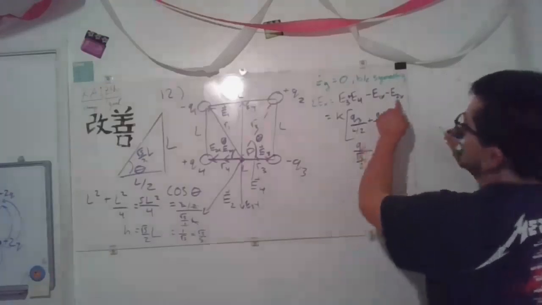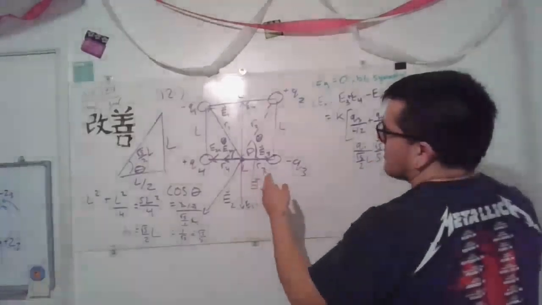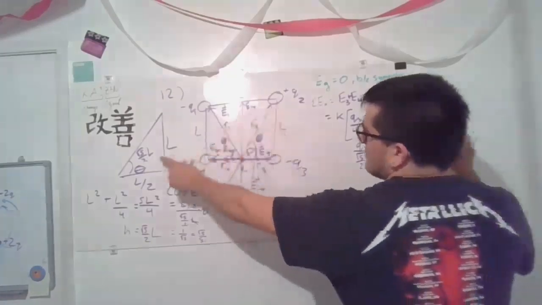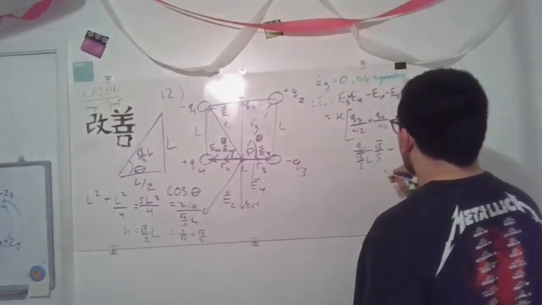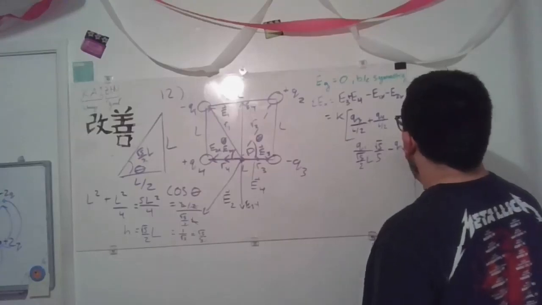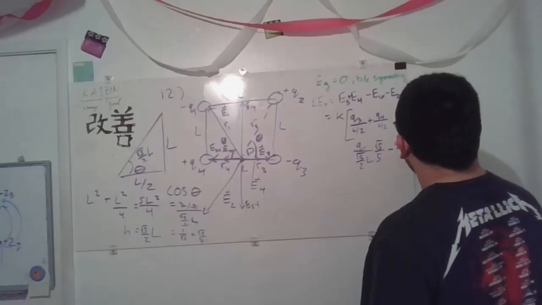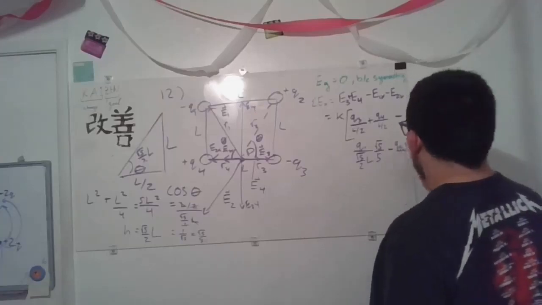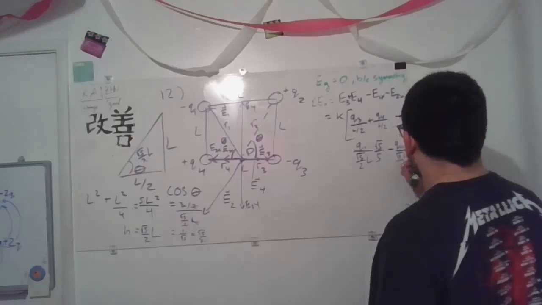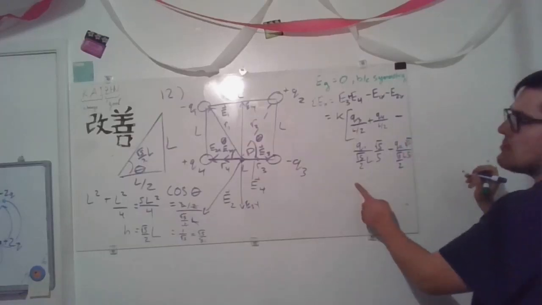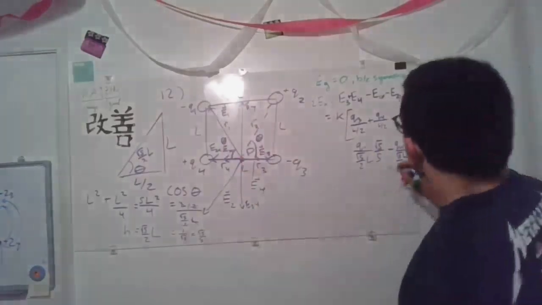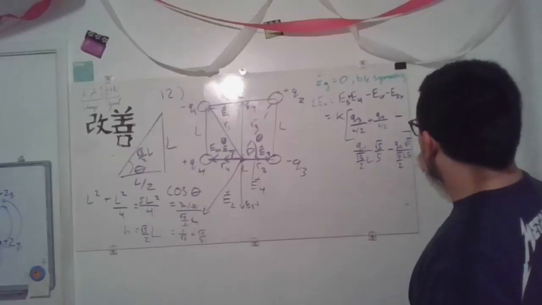The last one, E2x. Pretty much the same thing. Cosine of theta will still be rad 5 over 5. The distance is still rad 5 over 2 times L. So let me just write that again. Q2 radical 5 over 5 radical 5 over 2. So pretty much the same thing because they're the same charge and the same distance away. So now let's do some cancellation.